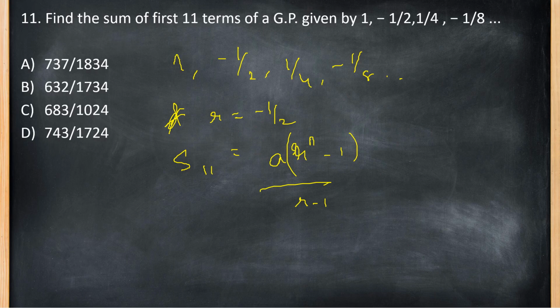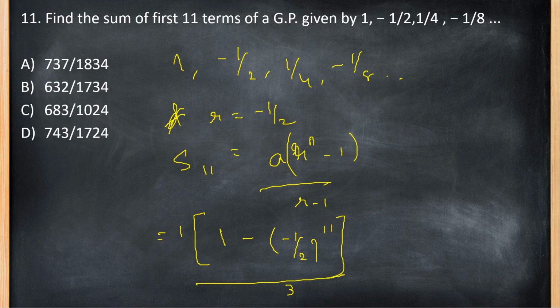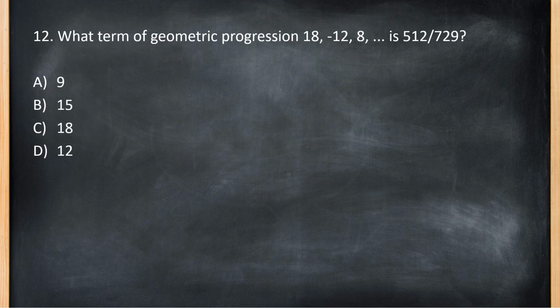So we are directly going to substitute the values. 1 into 1 minus (minus 1 by 2) power 11, divided by 1 plus 1 by 2, which is just 3 by 2. So I leave this to you. I want everybody to just work this out, choose the correct answer option, and give it in the comments as your answer choice. The last question.